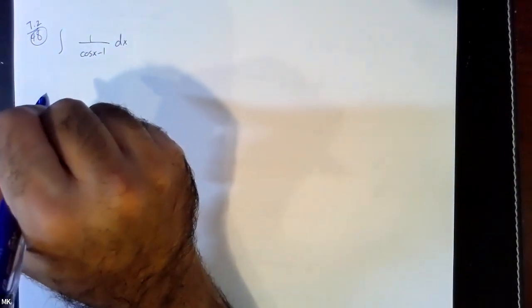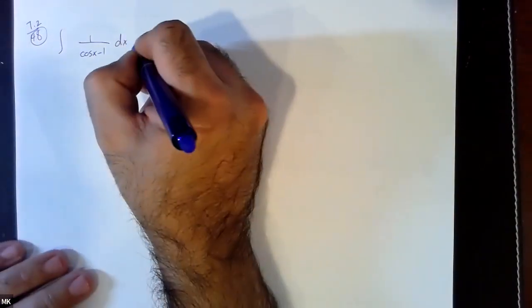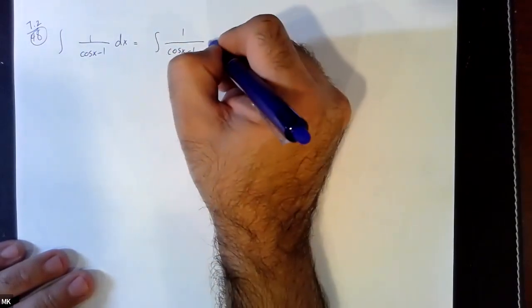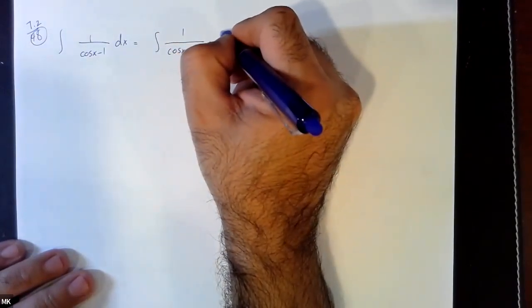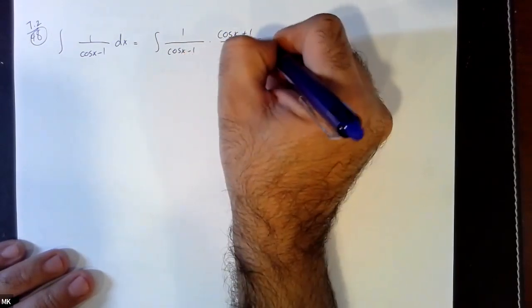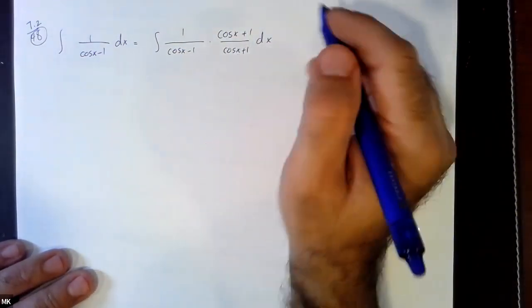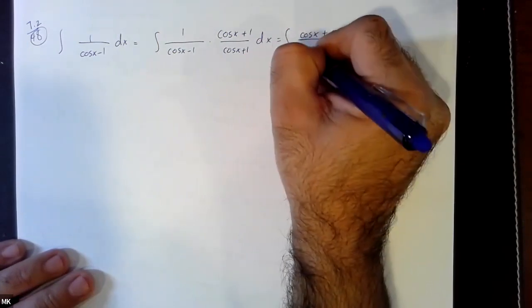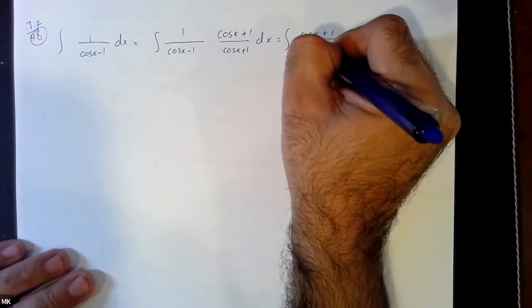So this is problem number 48 in the 7.2 section. So I have 1 over cosine x minus 1 dx. It's written slightly differently there, but that's what it is. And then the trick for this is this: you have 1 over cosine x minus 1, multiply top and bottom by cosine x plus 1. So multiply by what we call, quote unquote, the conjugate of this. So I get cosine x plus 1 over cosine squared x minus 1.